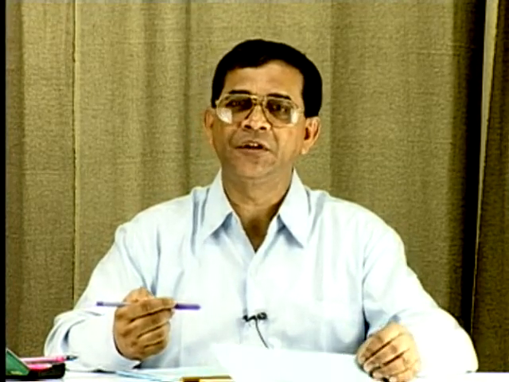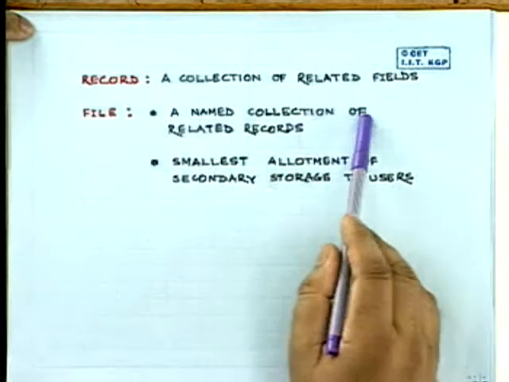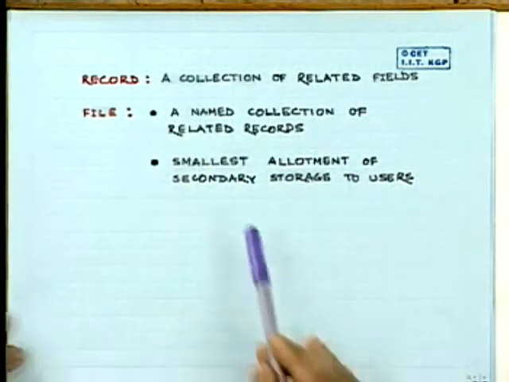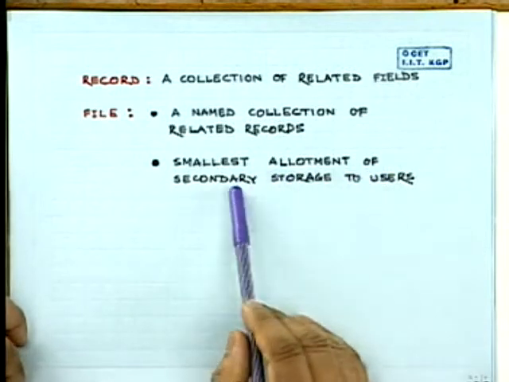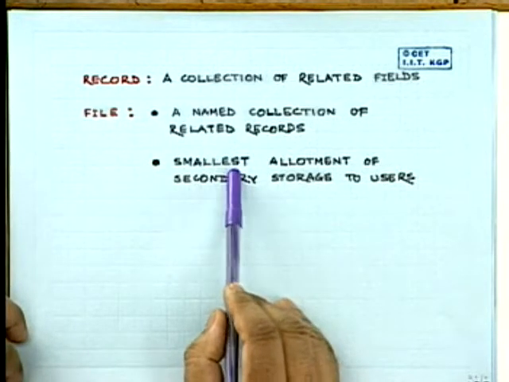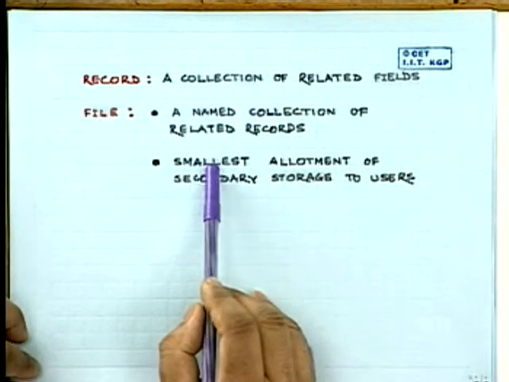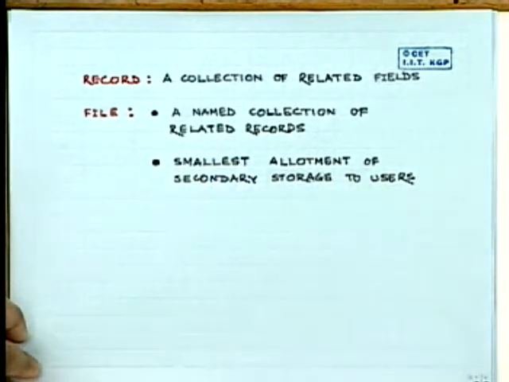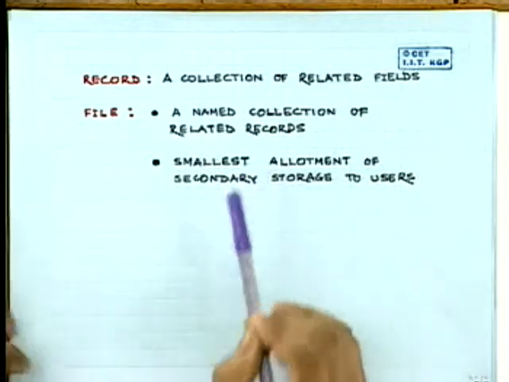Now, the record may consist of only one field. For example, when you talk about a matrix, the ijth element, that is, any element in the matrix, is essentially a floating point number, and therefore the record here consists of only one field, which is a floating point number. Now, a file is a named collection of these related records, and the smallest allotment of secondary storage to users, which means the file system, as far as users are concerned, will give space in terms of the file or the file sizes.